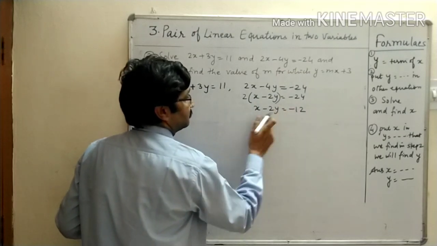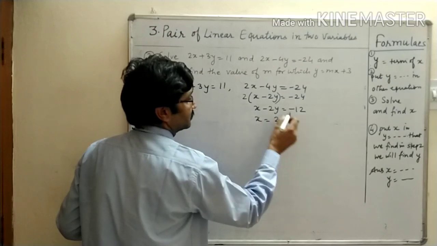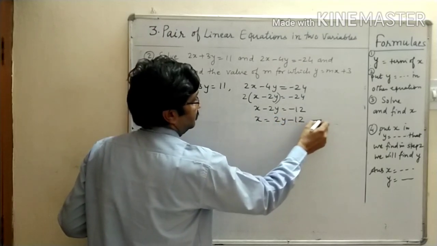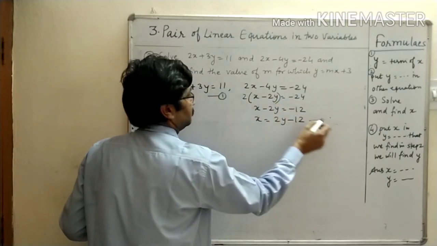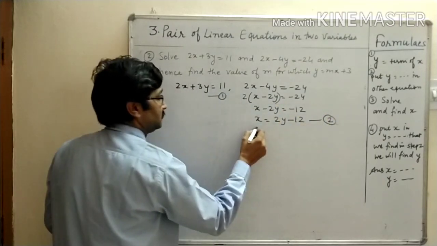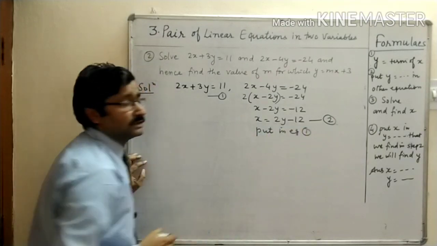And now you can transfer the 2y also, so 2y will come plus minus 12. This is equation number 1, and this you can say equation number 2. This x equal to you get, put in equation 1.